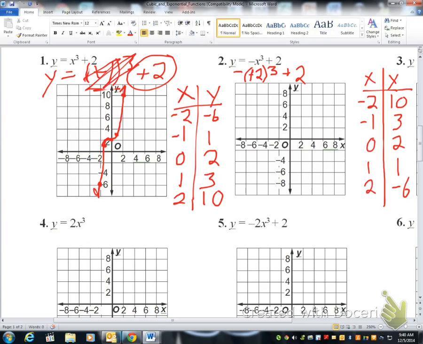So we have negative 2, 10. So that's up here. And then we have negative 1, 3. So that's half a unit over and 1.5 units up. We have 0, 2 again. We have positive 1, 1, so to the right half and up a half.